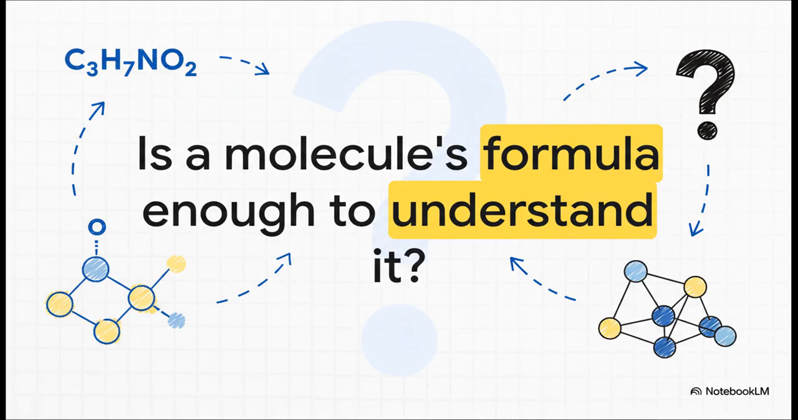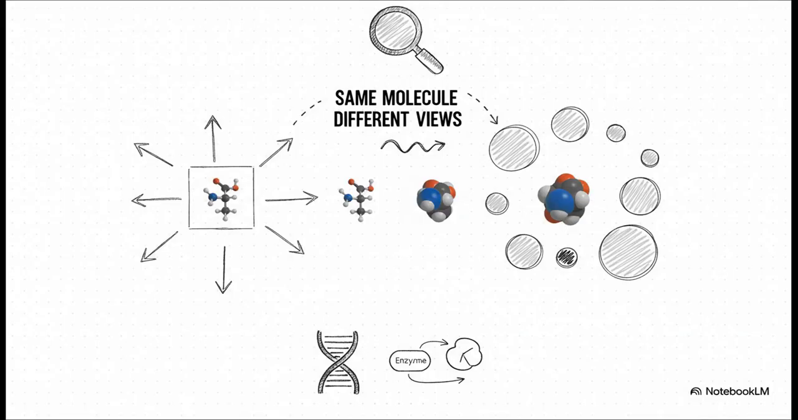So I gotta ask, is a simple chemical formula really enough? Let's take a small amino acid. This one's called alanine. Yeah, its formula tells us what atoms are in it, but it gives us absolutely zero clues about how they're actually arranged in 3D space. And this slide right here shows you exactly why that 3D view is so critical.